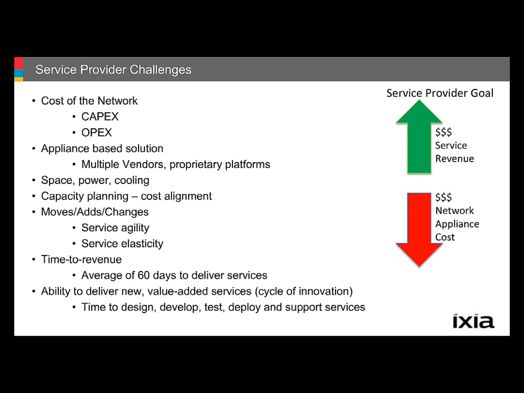How do you minimize that to real-time provisioning of services and maximizing service revenue from the time of enablement of the service, as well as what is the cycle of innovation? How long does it take to deliver new services and value-added services? I think carriers are feeling the pain of the more innovative services being delivered by the over-the-top and cloud providers, and carriers aren't really able to keep up with that. So they want to reduce the overall time to design, develop, test, deploy, and support services. So if they can speed up this cycle of innovation, they'll be adding to the service revenue, as well as when you look at the motivation for network function virtualization, it's an overall, ideally, reduction in network appliance cost.